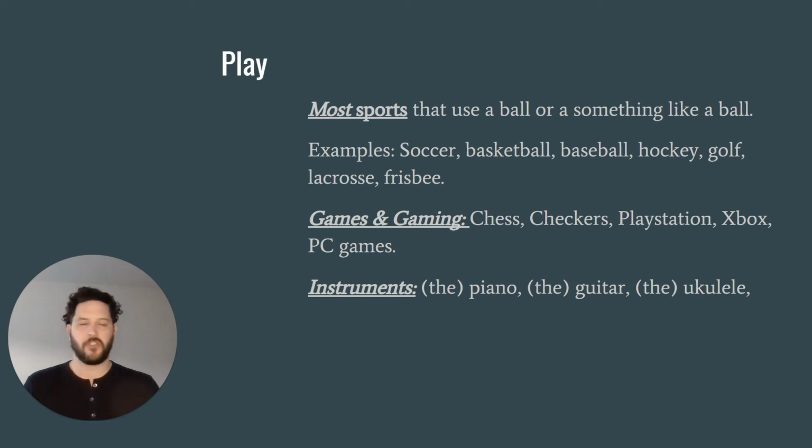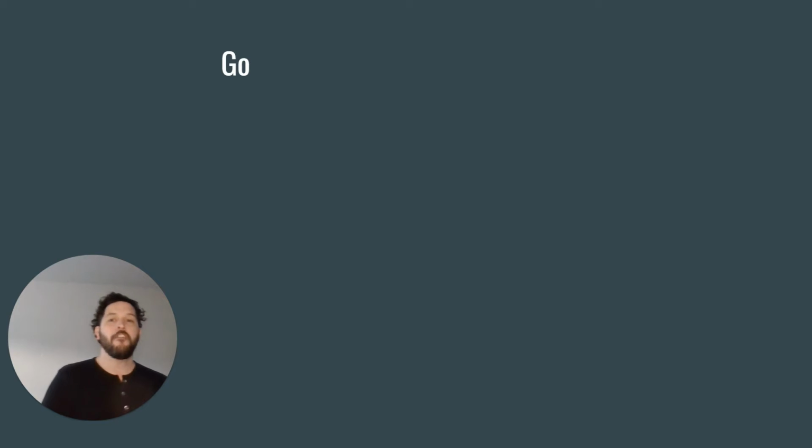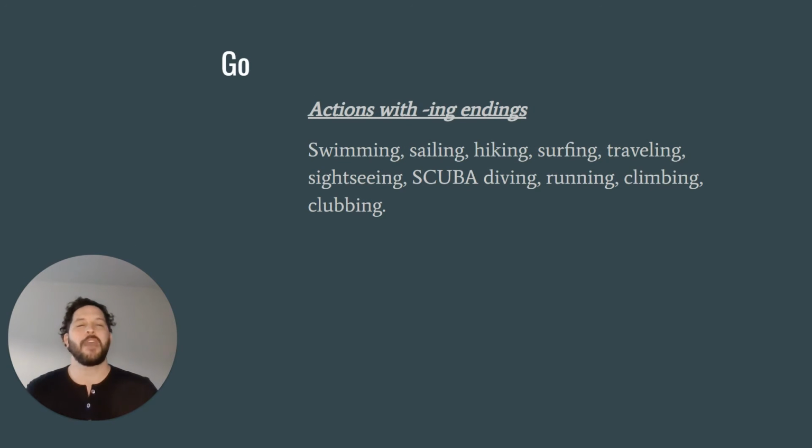Play is the most complicated one. Now, go and do, there's a few things we have to watch. So for the verb go, all right, we have actions ending with ing. So for example, you go swimming, you go sailing, go hiking, go surfing, go traveling, go sightseeing, go scuba diving, go running, go climbing, go clubbing. Clubbing is when you go to a few different nightclubs in one night, which hasn't happened for a long time. Okay, so yes, you can go clubbing.